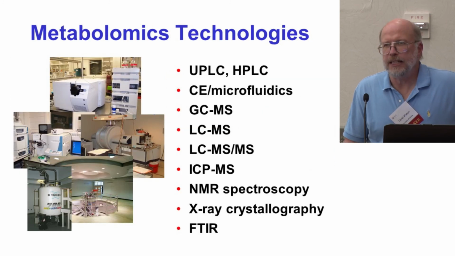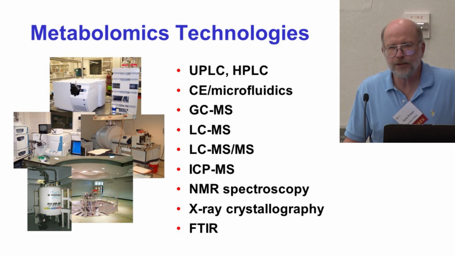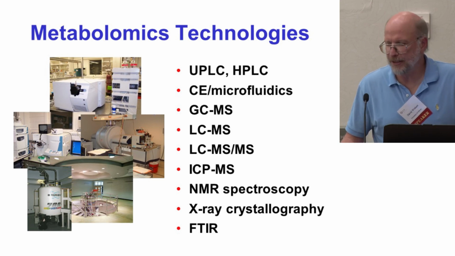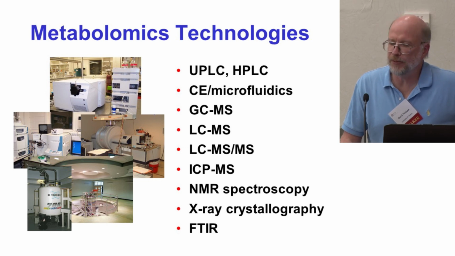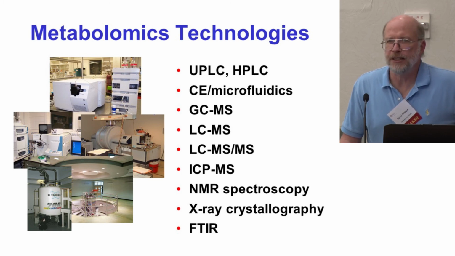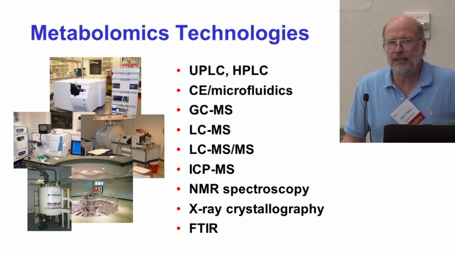The technologies are a real alphabet soup. Chemicals are much more diverse in terms of their features or space than, say, proteins, which have 20 amino acids, or DNA, which just has 4 nucleic acids. There's probably more than 5,000 different chemical classes, and in order to be able to analyze that diversity, you need a wide range of equipment.